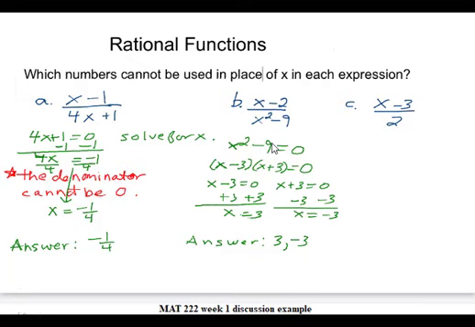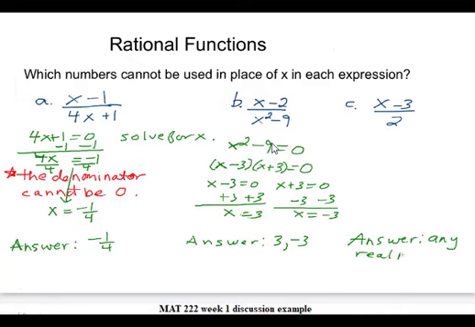Let's look at a last expression. Notice in expression C, x minus 3 over 2, there are no variables in the denominator. It's true that the denominator cannot be 0, however 2 is a constant number. 2 will never magically change to 0, thus the denominator is not 0. So the answer here is any real number can be used for x.